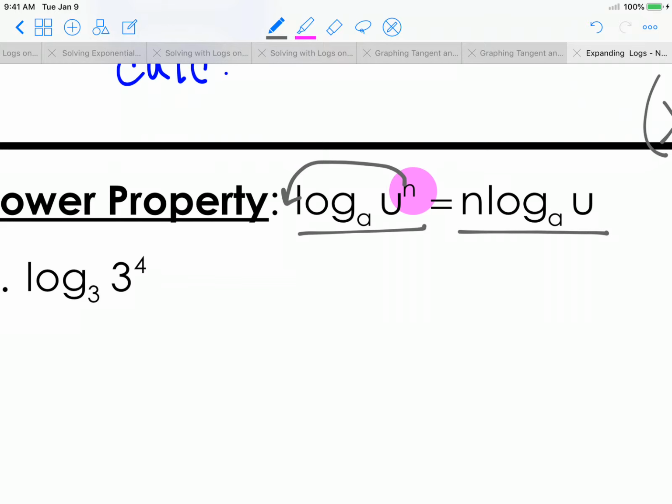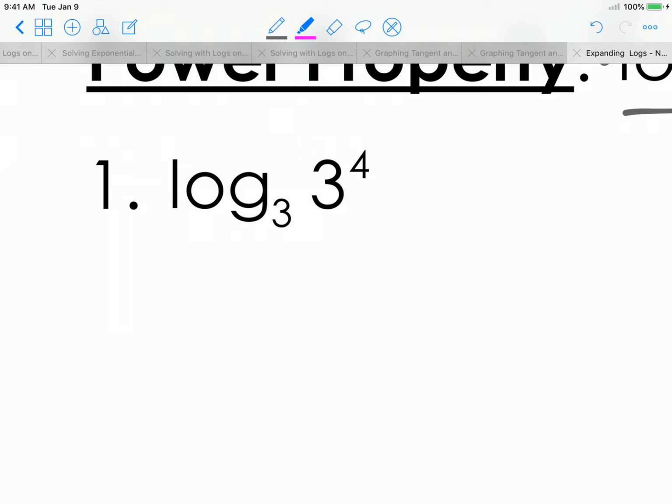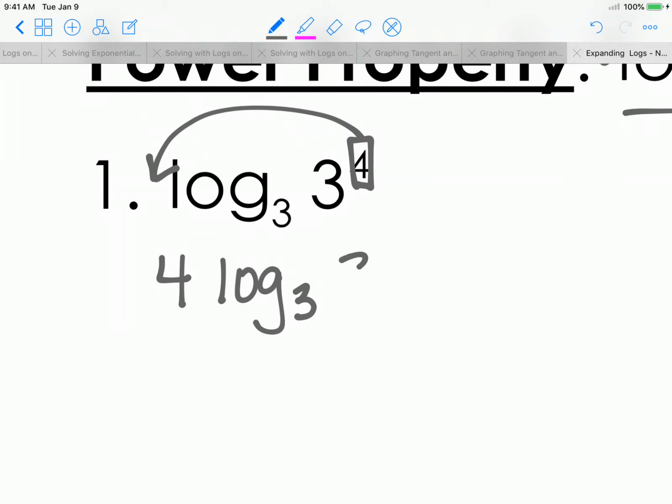That's not bad, is it? See, it just ends up moving straight over to the front of your log. And then we can expand the logs or we can evaluate them from there. And you'll see later on how that comes back to the multiplying from the power to the power. But right now, just know that you're just moving your exponent to the front of your log. And so it becomes 4 log base 3 of 3.